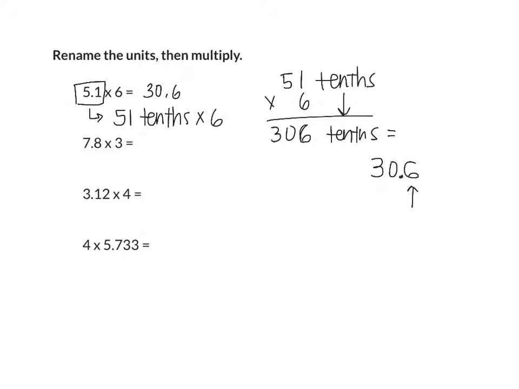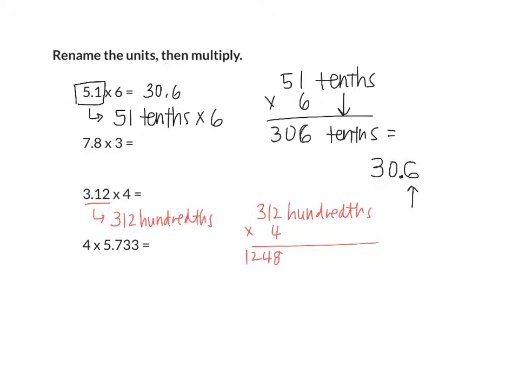Let's try another example. 312 hundredths times 4 is 1,248 hundredths. Good. If I want to write that in standard form, how do I write 1,248 hundredths? Well, I can write the digits 1, 2, 4, 8 in a row, and I want the 8 to be in the what's place? Hundredths. So Sushant, where does the decimal point have to go in order for the 8 to be in the hundredths place? In between the 2 and the 4.